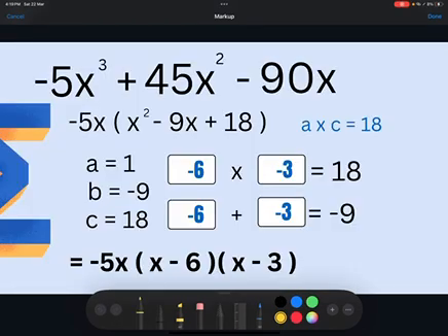Hi, I'm Sidras, and today I'll be explaining multi-step factoring. So we have this equation, minus 5x to the power of 3 plus 45x to the power of 2 minus 90x.